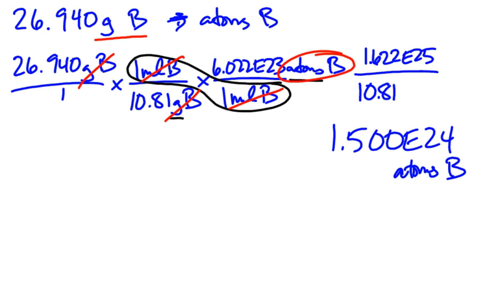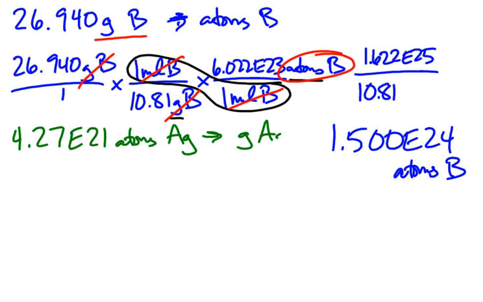All right? If I wanted to go backwards, let's say I had 4.27 times 10 to the 21st atoms of silver, and I want to know how many grams of silver that is. Okay? So I start with what I'm given, 4.27 e to the 21 atoms silver over 1.